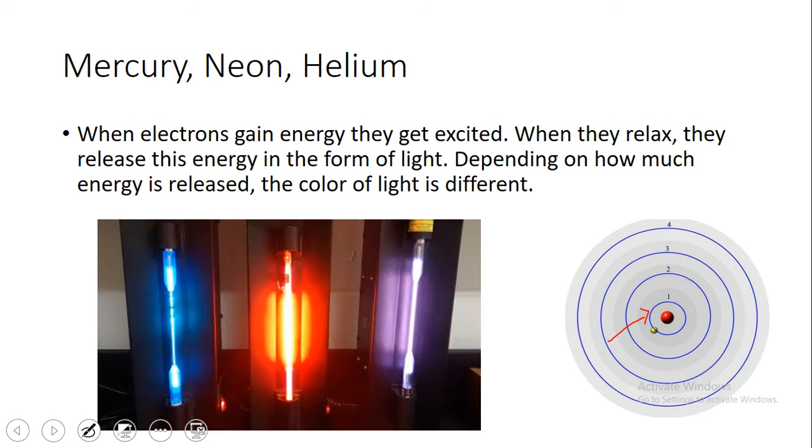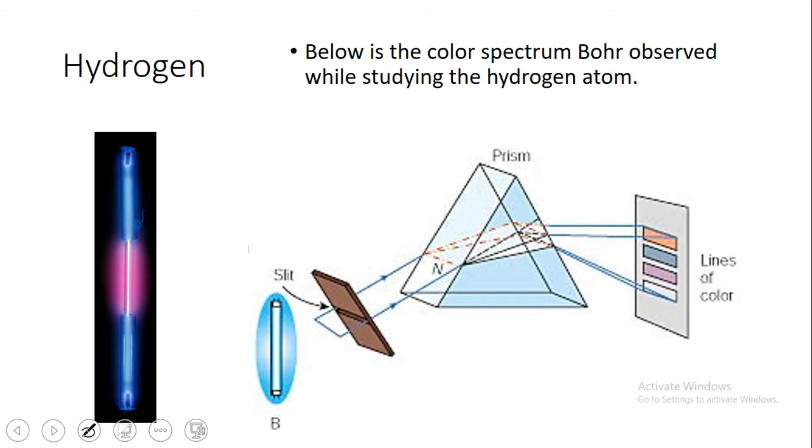So here we have mercury, neon, and helium, and visibly we can tell that they are different colors. Now, Niels Bohr experimented with hydrogen, the most basic element, which only has one electron. And what happened when Bohr did this similar process? You have this hydrogen tube with energy added in via electricity or heat. He got a total of 4 lines.